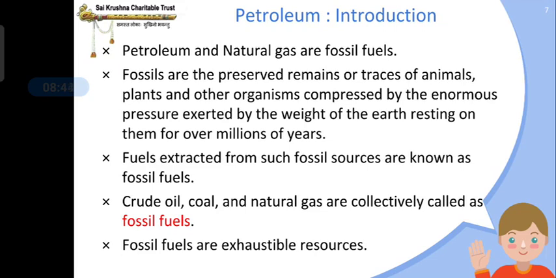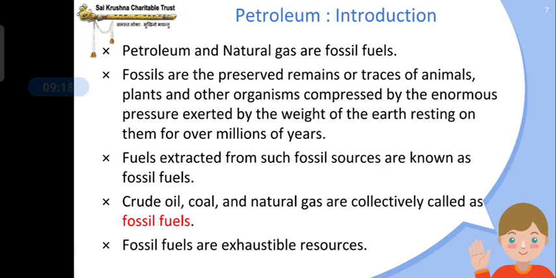So because of the pressure of the earth, what happens is that over millions of years it takes in order to form petroleum and natural gas. So fuels extracted from such fossil sources are known as fossil fuels. Whichever fuels we get from fossil sources are said to be fossil fuels, like crude oil, coal and natural gas. They are collectively called fossil fuels because all these things we get from a fossil source. And fossil fuels are exhaustible resources.